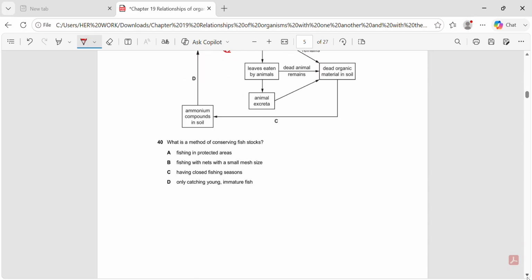Then another question asks, what is a method of conserving fish stocks? The options include fishing in protected areas, using nets with a small mesh size, having closed fishing seasons, and only catching young, immature fish. The best conservation method is to have closed fishing seasons. During these periods, fishing is temporarily stopped, allowing fish enough time to breed and increase their population before fishing resumes. Therefore, C is the correct answer.